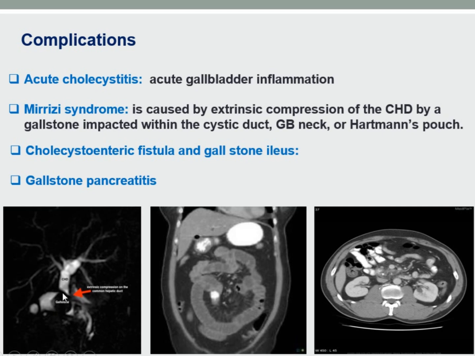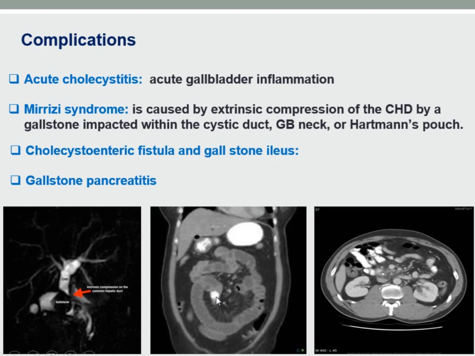So the stone compresses on the common hepatic duct, causing intrahepatic dilatation. The stone is in the gallbladder, but it compresses on the duct. Right? Another complication of gallstones is called cystoenteric fistula and gallstone ileus.